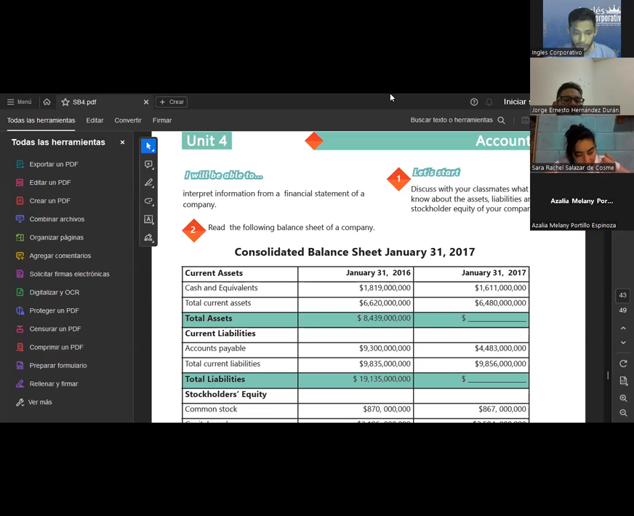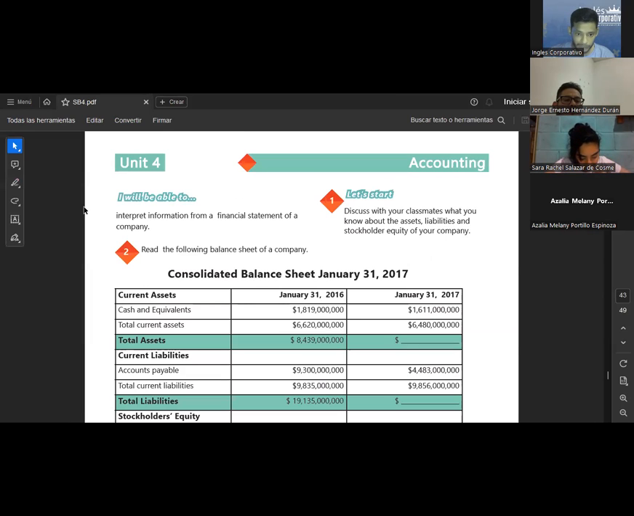We continue talking about accounting. That's unit number 4, all about accounting, yes. Today, I will be able to interpret information from a financial statement of a company. Look at this. Let's begin. Discuss with your classmates what you know about the assets, liabilities, and stockholder equity of your company. People, let's begin by asking what assets are. What is an asset, people? Do you remember an asset or the assets? Guys, assets? What is it?